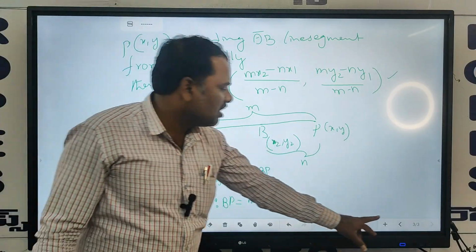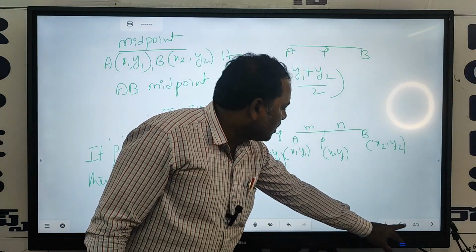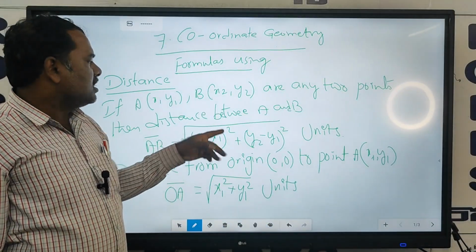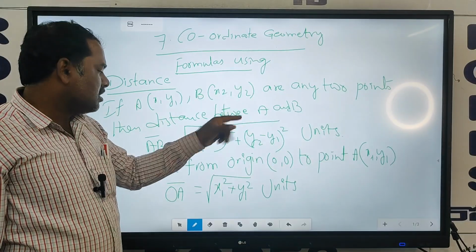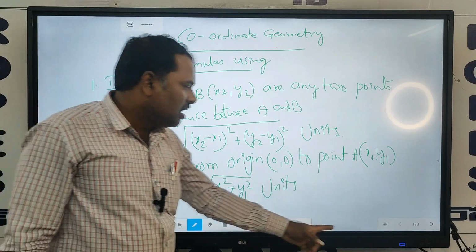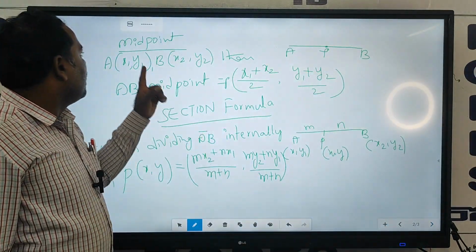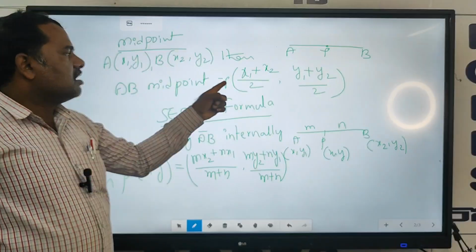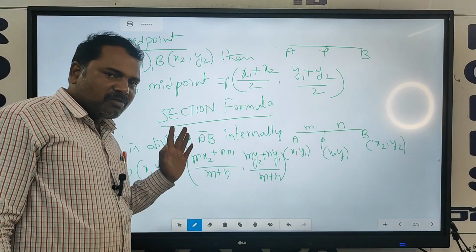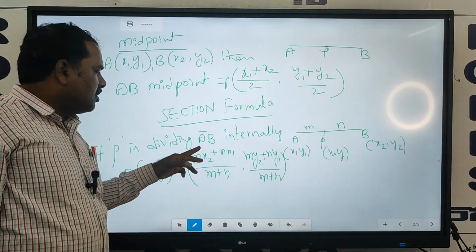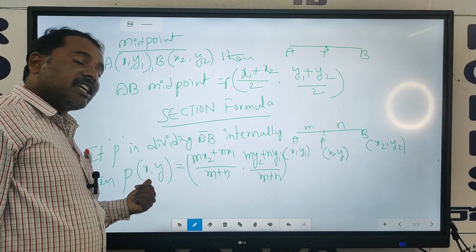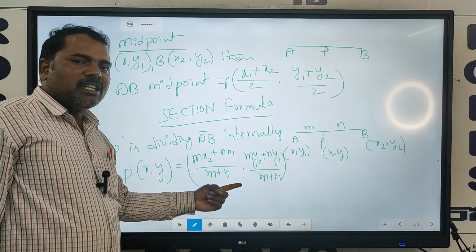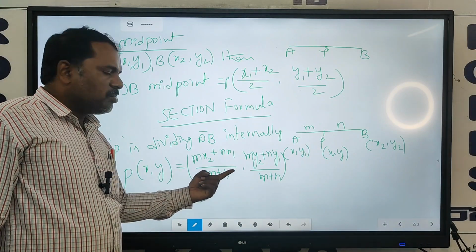If you understand this one, see here, this is coordinate geometry. These are the distance formulas: distance between 2 points and distance from origin. Then the midpoint, this is the midpoint formula. And the section formula is very important. If point P is dividing internally, then to find the P coordinates, we use plus.